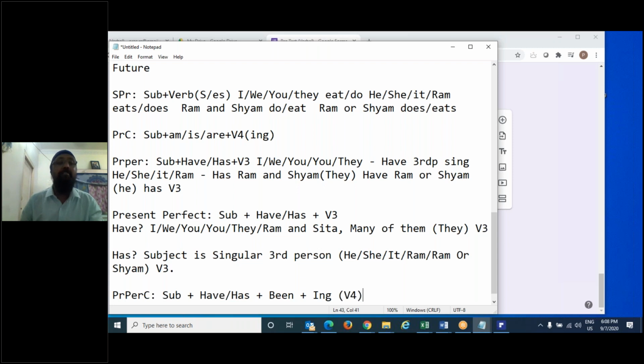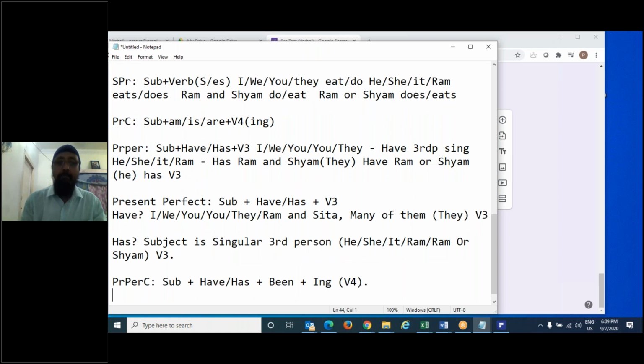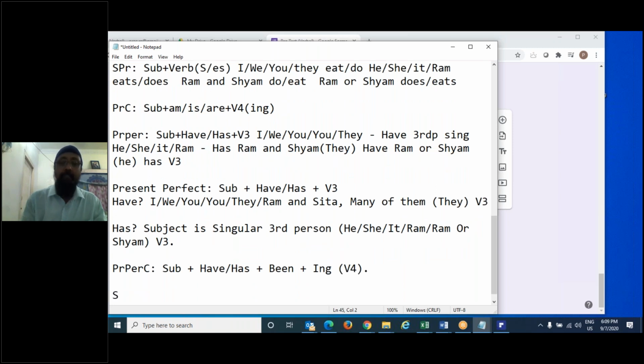Have been is to be used with the first person and second person singular and plural, and third person plural only, and has been is to be used with third person singular only. So the rule remains the same for have and has. However, the addition of been is changing the verb form to ing, that is V4. Okay. Let's move on to simple past.